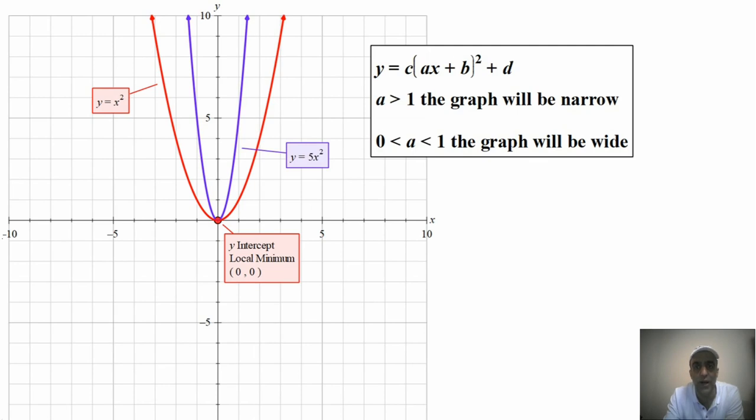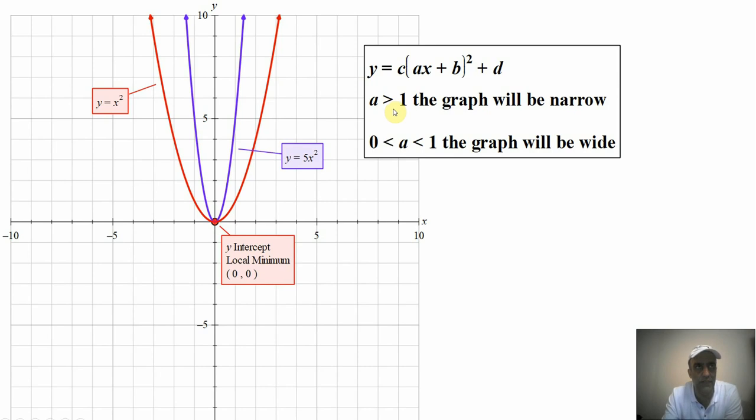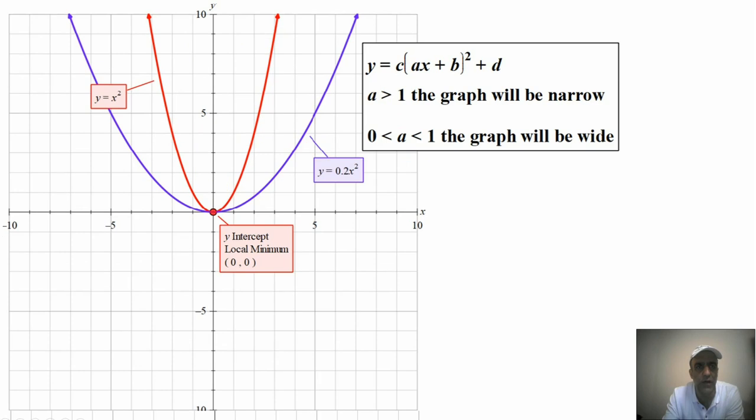If a is bigger than 1, in this situation the graph will be narrow. As you see here, for example, it is y equals x power 2, and if we have a bigger than 1, the graph will be narrow. But if a is smaller than 1 but bigger than 0, in this situation the graph will be wider. We can see an example here. This is y equals x power 2, and in the other example 0.2 x power 2. As you see, the intercept is the same, but the graph becomes wider.